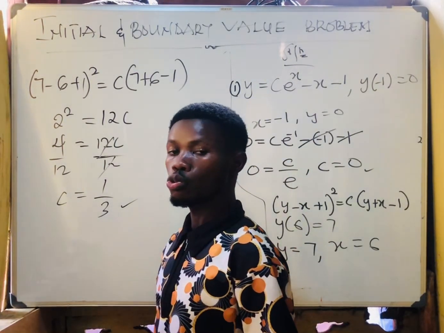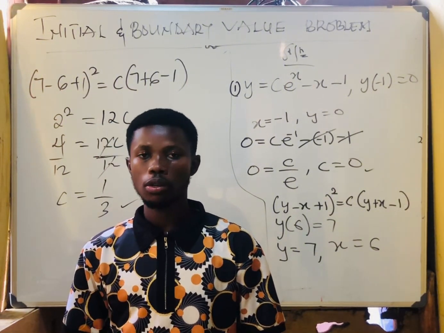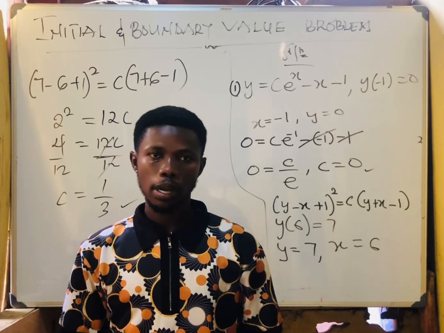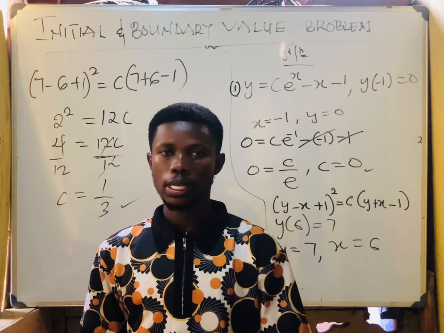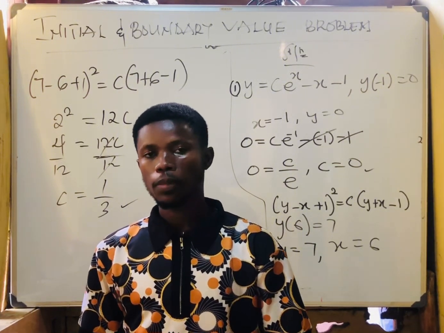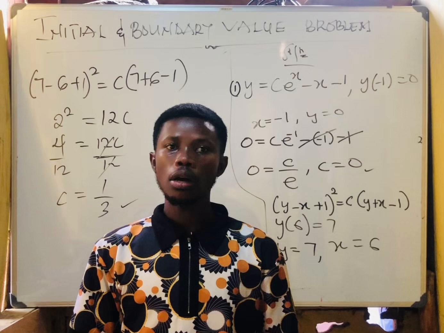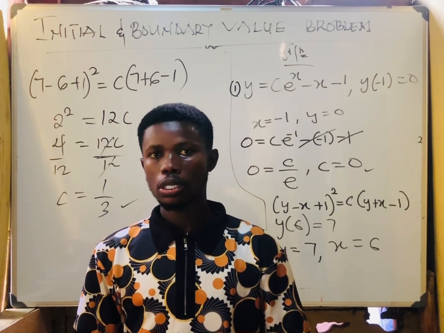Now try to solve the last two. This is how we use the boundary or the initial condition to find the arbitrary constant c. Is that okay? This is how we do that. So maybe our next one is going to be how to separate differential equations. Thank you.